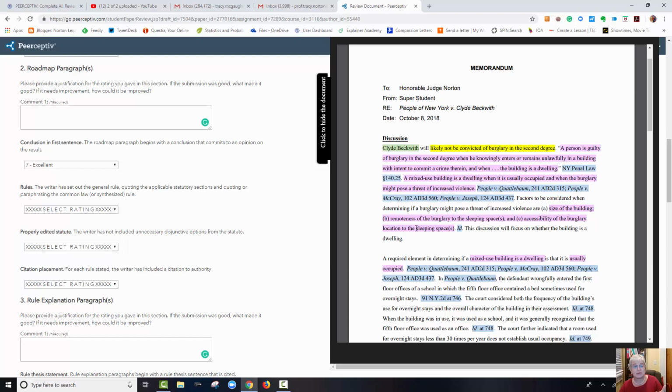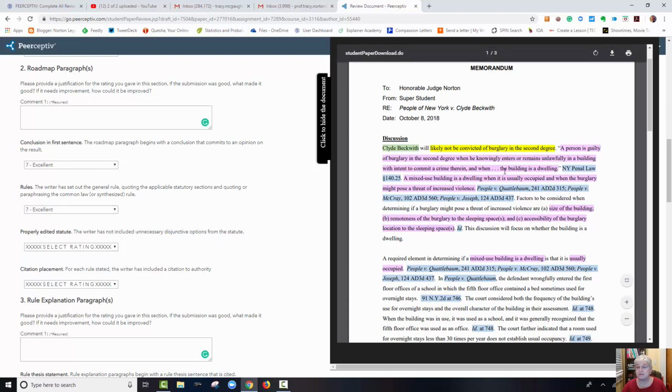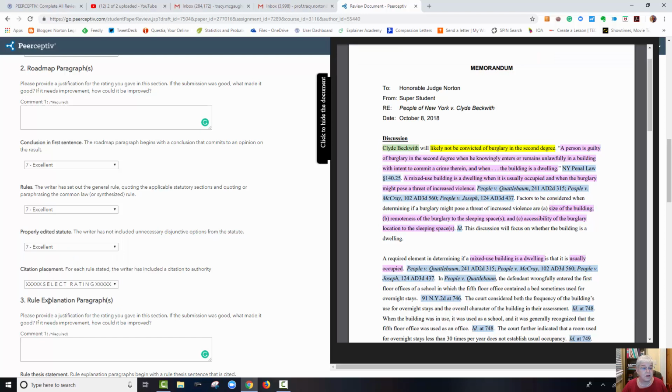The statutory sections are quoted, and the common law rule is paraphrased. So that's excellent. The writer has not included unnecessary disjunctive options from the statute. That's absolutely true. There were several ways you could demonstrate that something should be elevated from 3rd degree to 2nd degree burglary, and the only one that's relevant in this case is that the building is a dwelling, and the statute is edited to reflect that.